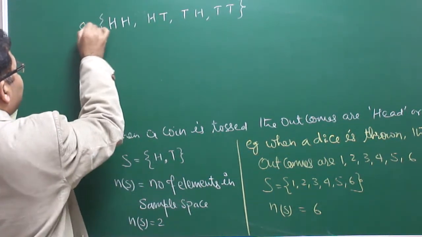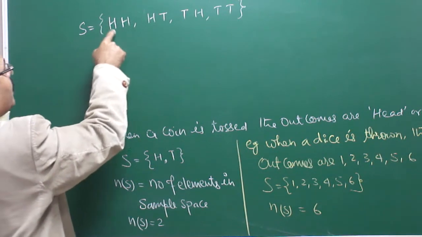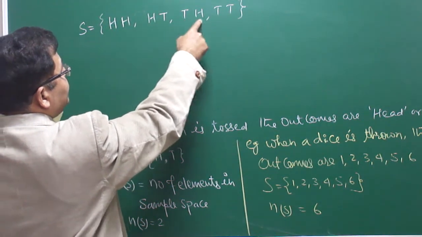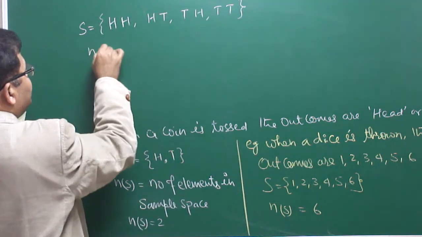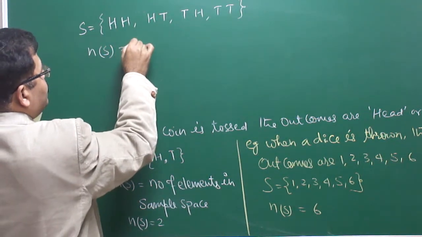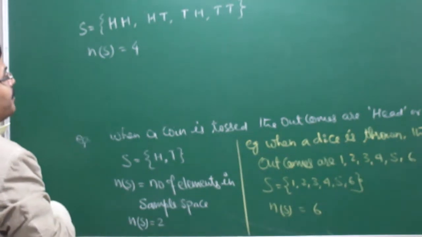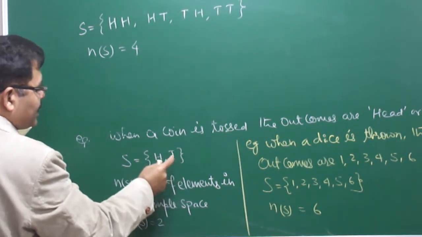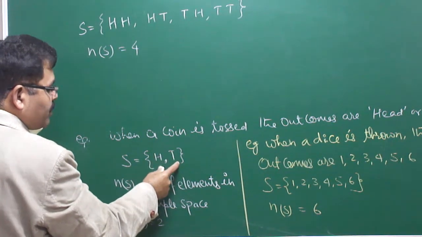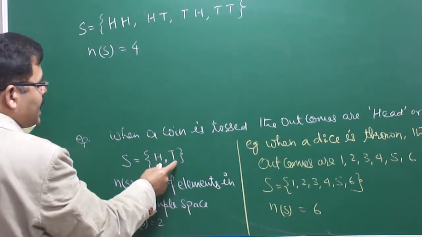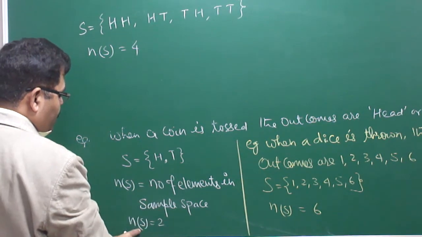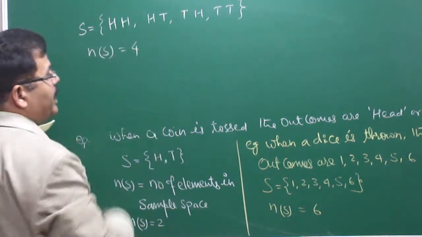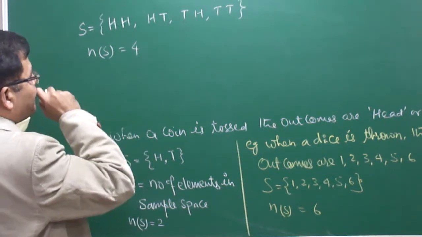So in that case, the sample space would be S = {HH, HT, TH, TT}. The number of elements in the sample space would be 4. Similarly, in one toss of a coin, the sample space has only 2 outcomes. The number of outcomes in the sample space is 2. If 2 coins are tossed together, the number of outcomes is 4.